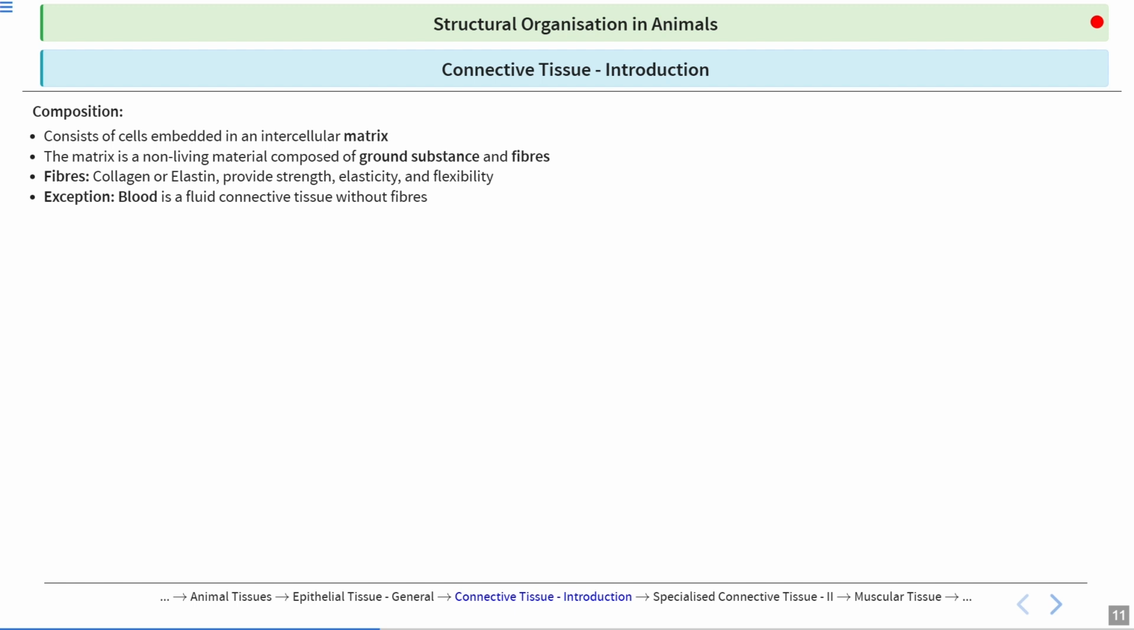Exception: blood is a fluid connective tissue without fibers. It does not have fibers. Fibers form at the time of blood clotting, but normally it does not have any type of fibers in the blood.